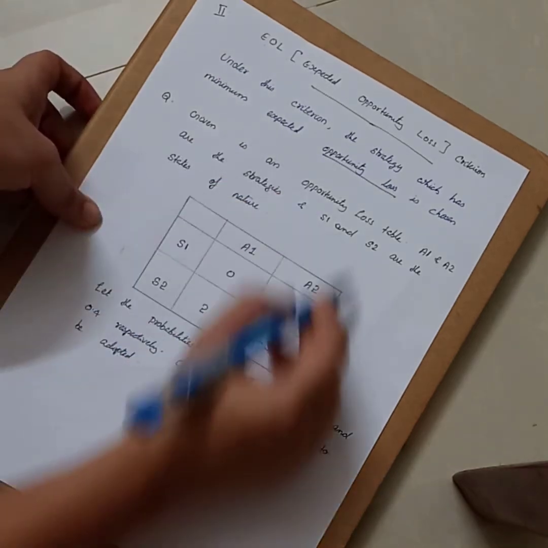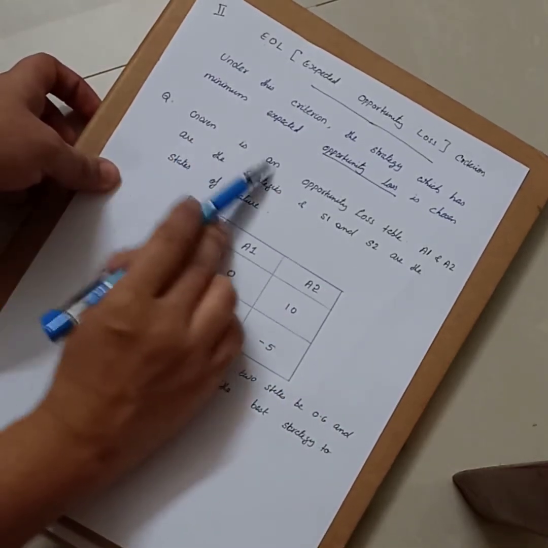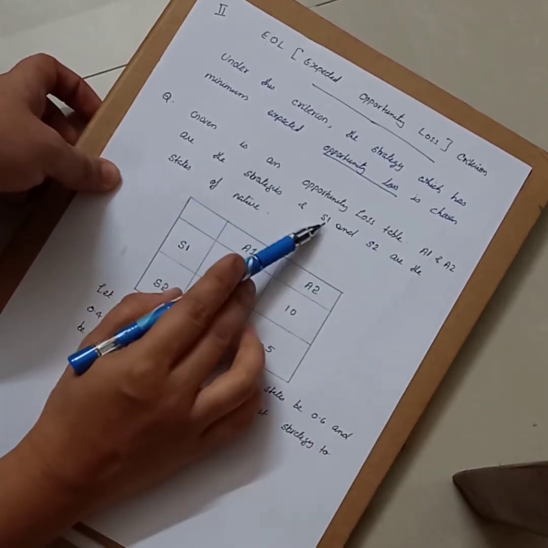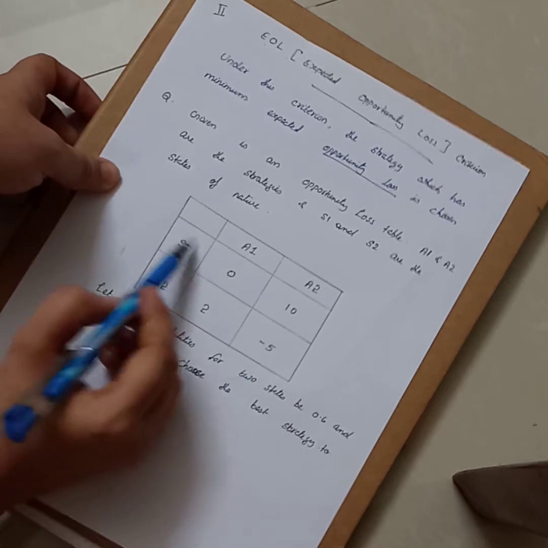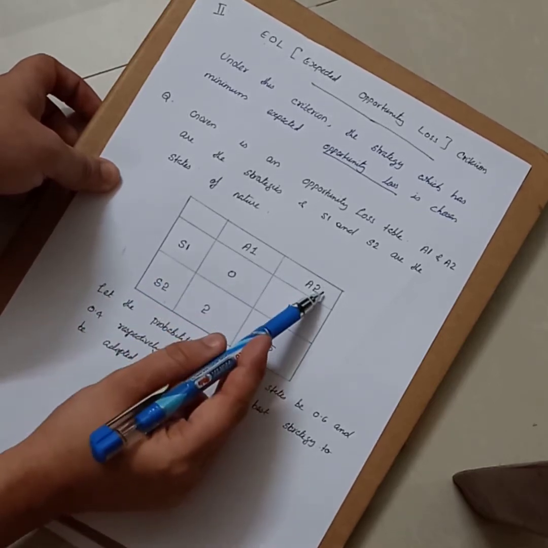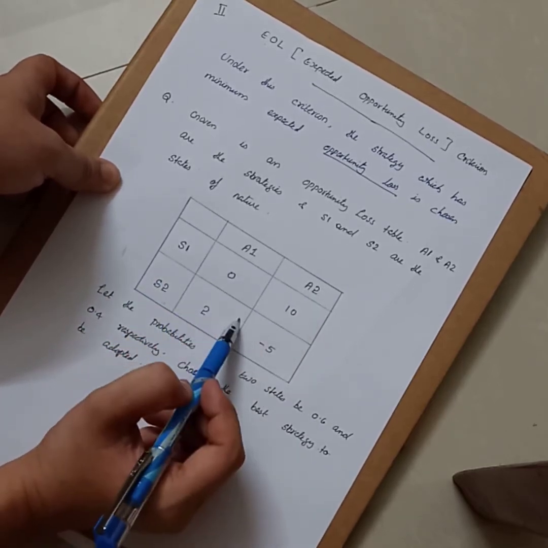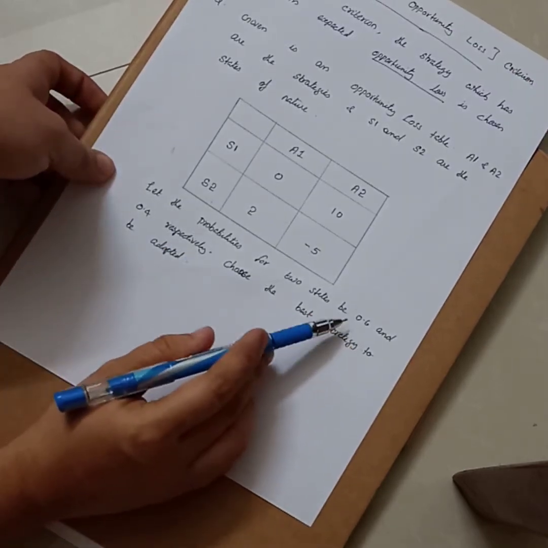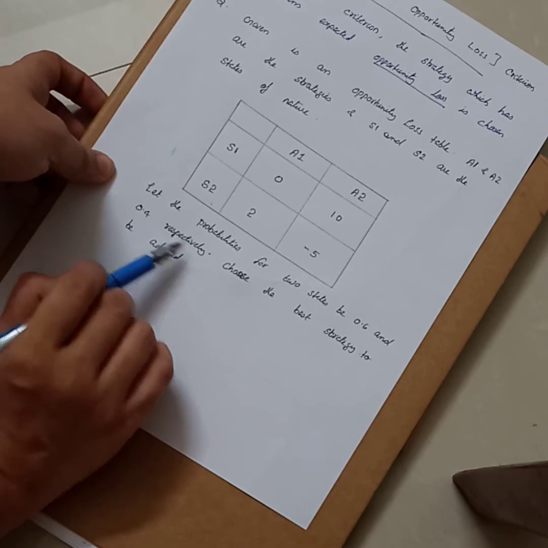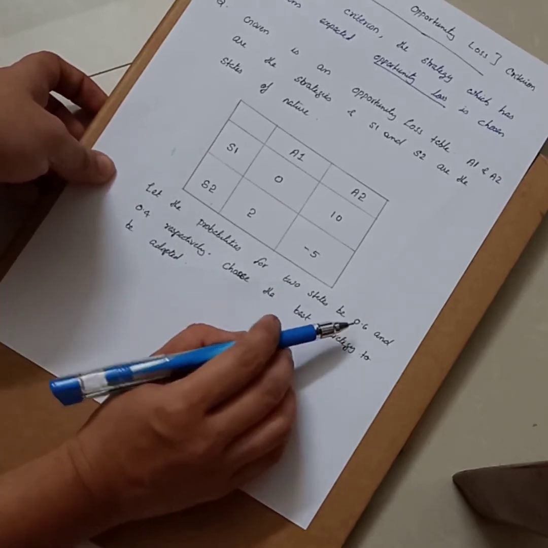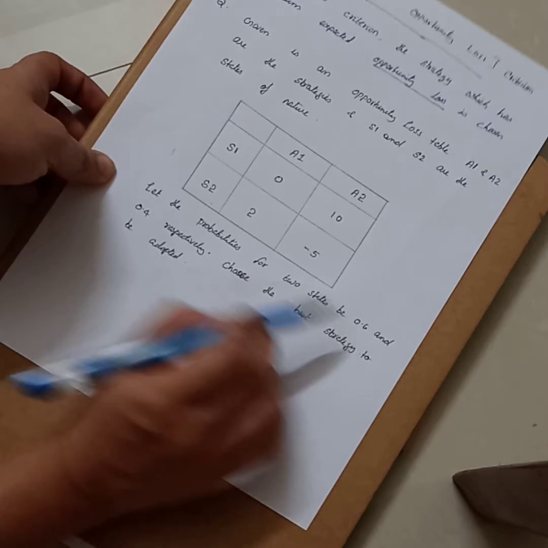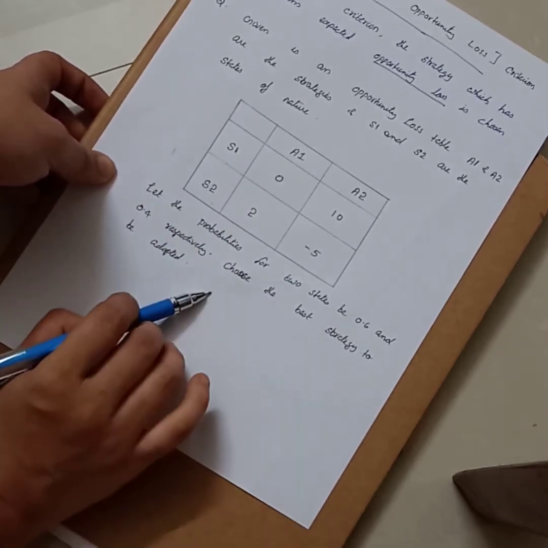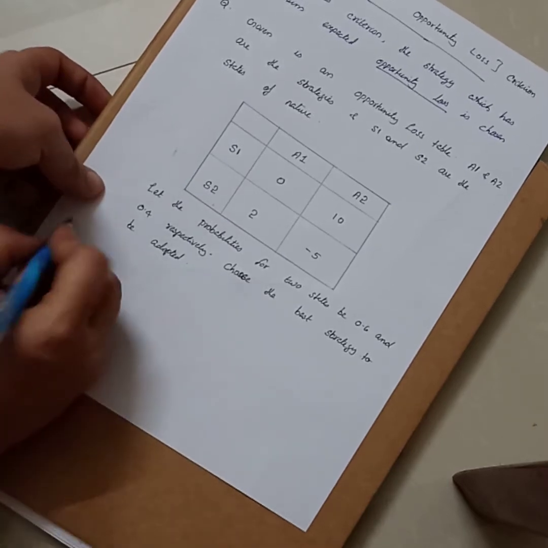So here, look at this question. Given is an opportunity loss table, where A1 and A2 are the strategies, and S1 and S2 are the states of nature. So you have two states of nature and two strategies, and the opportunity loss is given in the matrix. Let the probabilities of the two states be 0.6 and 0.4 respectively. That means the probability for S1 is 0.6 and that of S2 is 0.4. Choose the best strategy to be adopted in this particular case. So how will we do it?